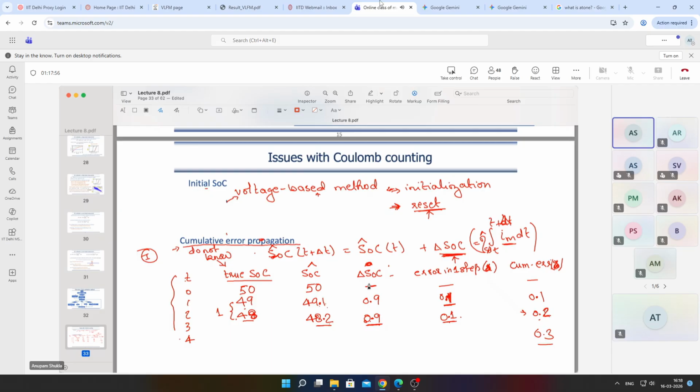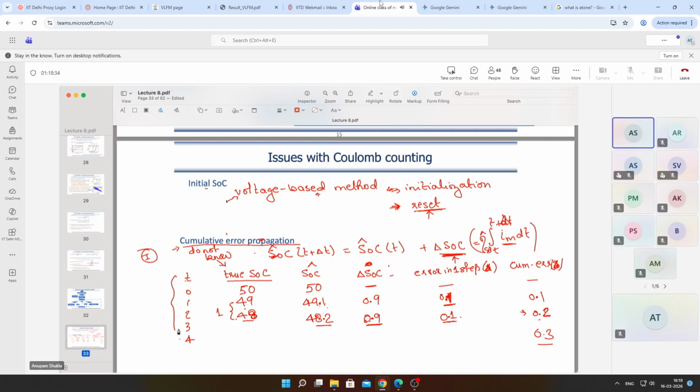And if you go down, similar kinds of inaccuracies are introduced, so you see that the error will keep on growing. Whatever error has been accumulated in the previous steps will add on to the error generated in the present step. And that is the problem with this current based method, that there is a cumulative error propagation, which requires that the method requires a resetting, and therefore you have to fall back to some other mechanism for estimating SOC.